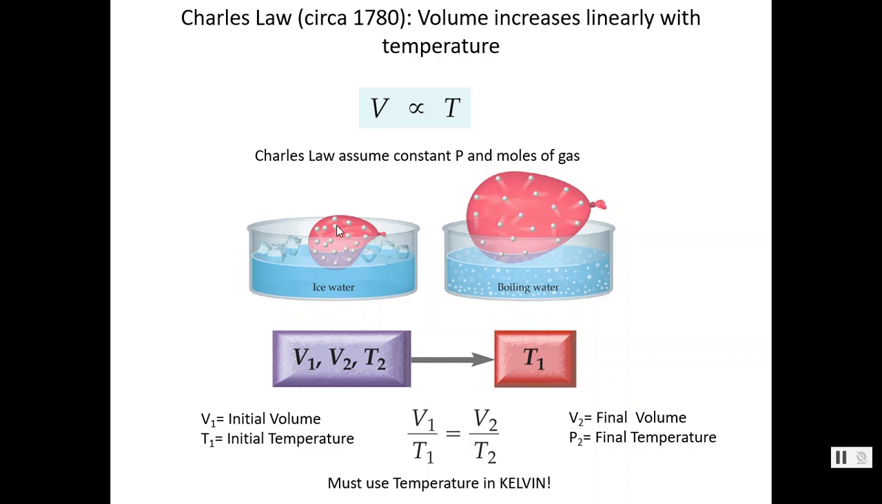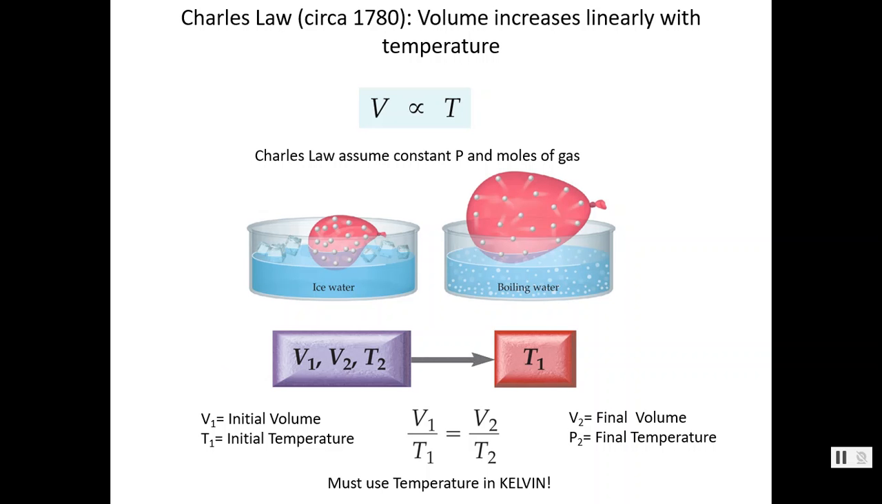So for example, let's say I have this balloon and some cold ice water. If I increase the temperature that those gas molecules encounter, the volume of that gas will expand due to the extra motion that those gas molecules have. So as volume increases, temperature increases. That is Charles' law. And just like we were able to previously with Boyle's law, we can make a mathematical expression with regards to volume and temperature.